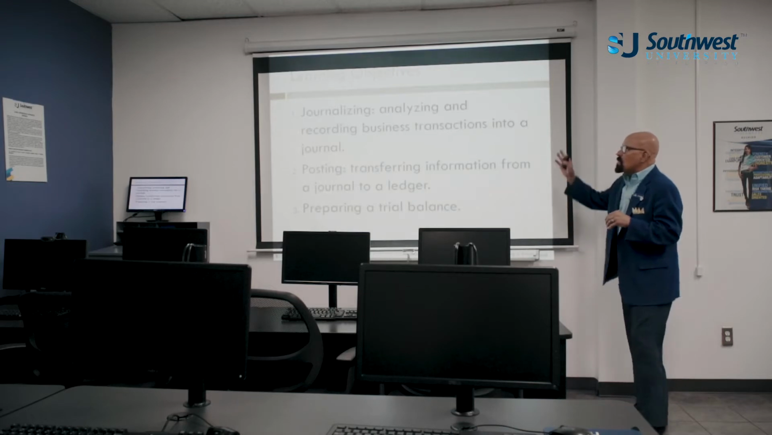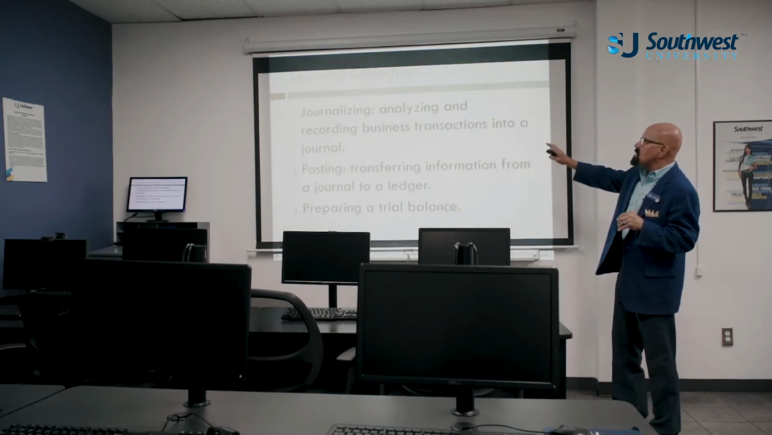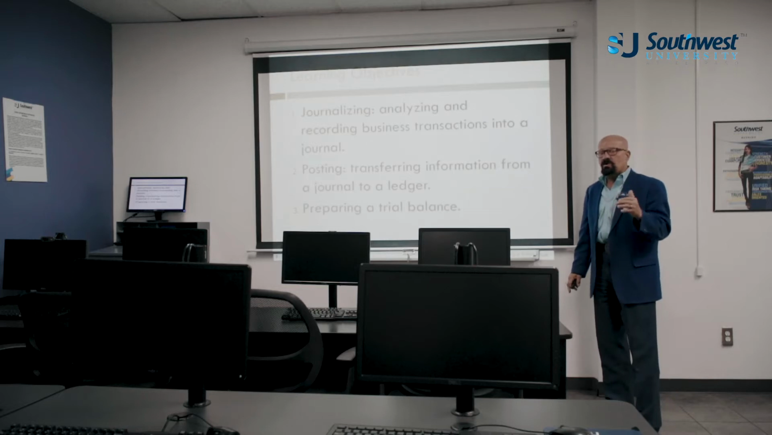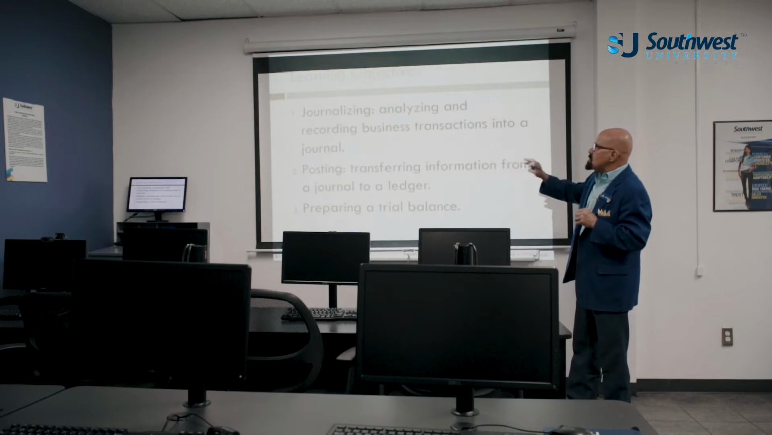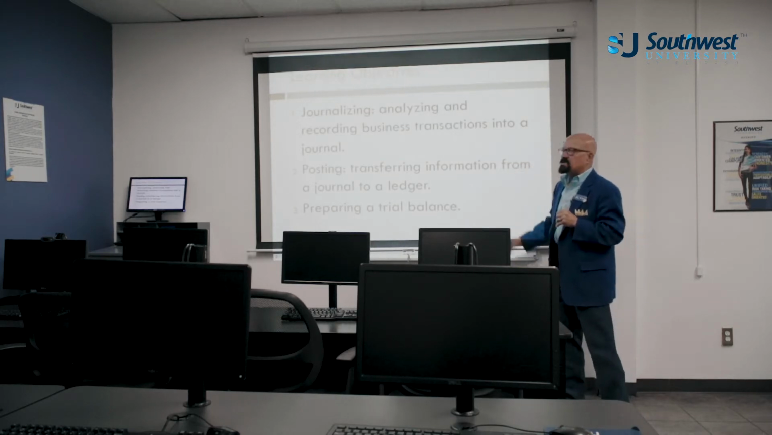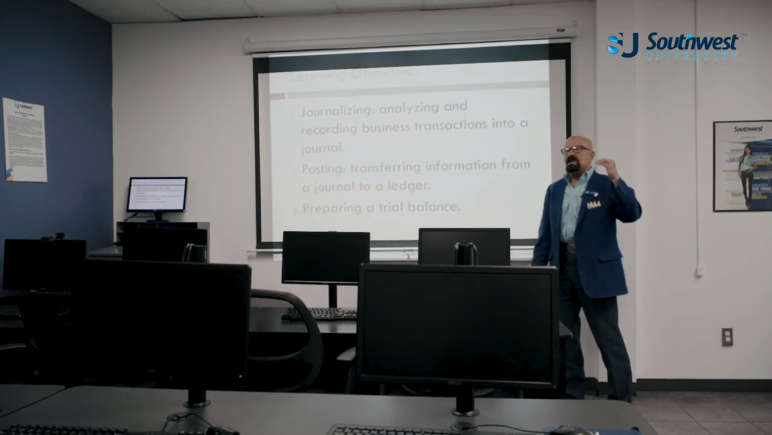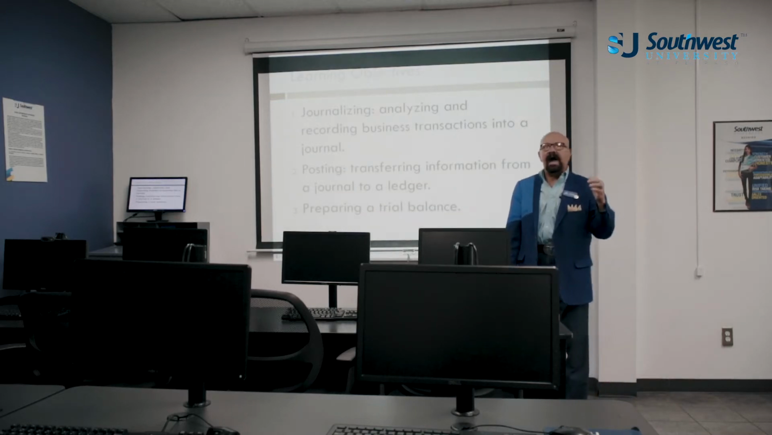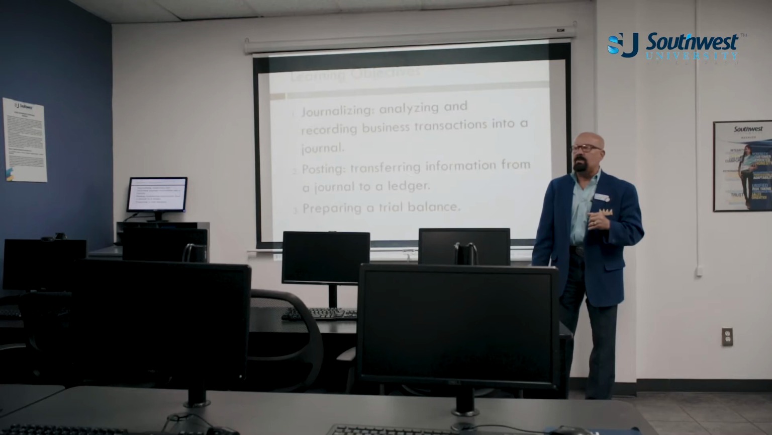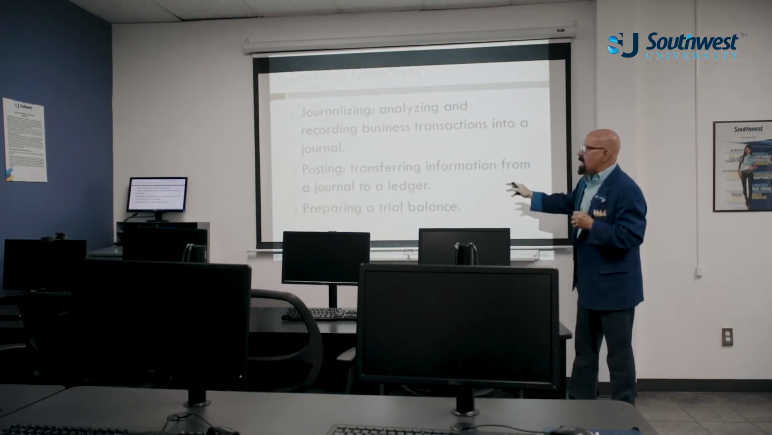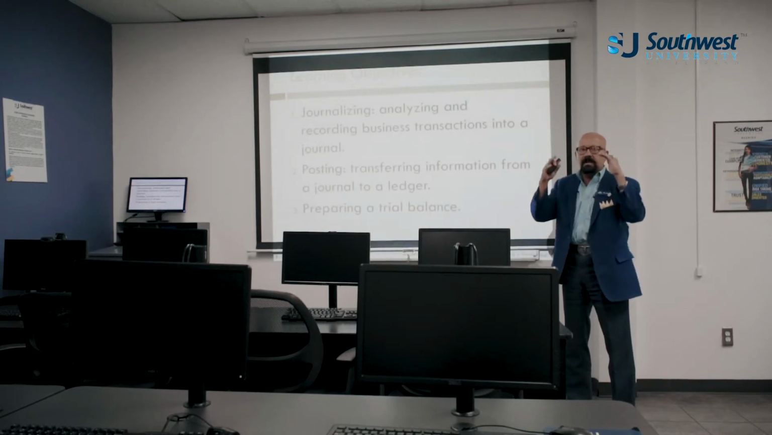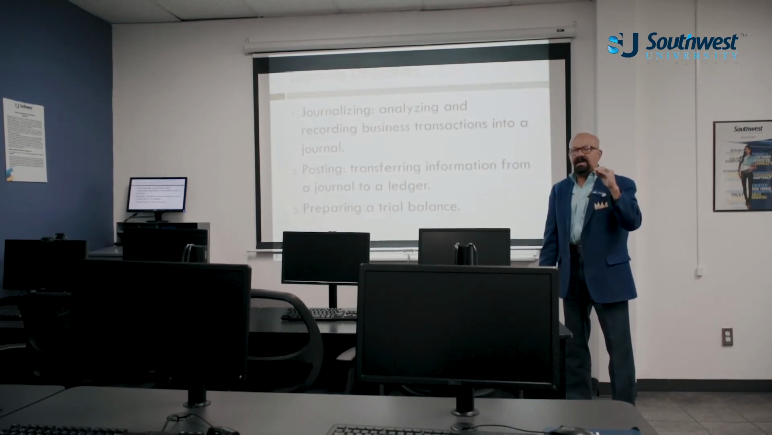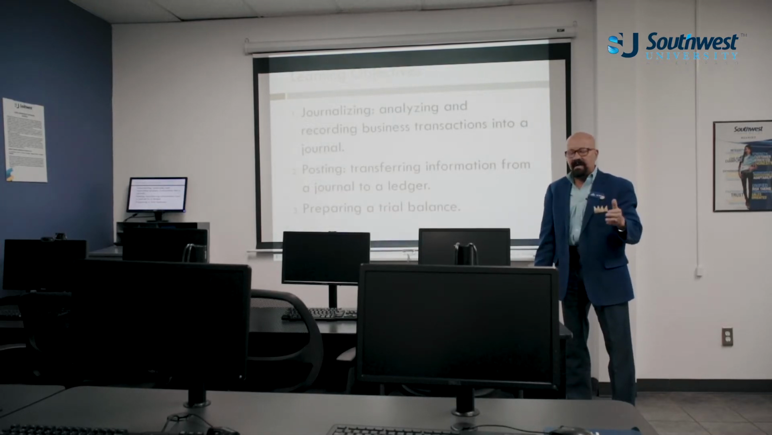Okay? So, our learning objectives is journalizing, analyzing and recording business transactions into a journal. Think of it as a diary. That's the best way to look at it. Posting, transferring information from the journal to the ledger. The ledger, as we're going to talk about, is just a list of all the accounts you have. Cash, accounts receivable, accounts payable, revenues and expenses. And they're by accounts. So cash is going to have their own ledger. And it's going to tell you about all the cash transactions that you did, all the money you collected, all the money you spent on expenses.